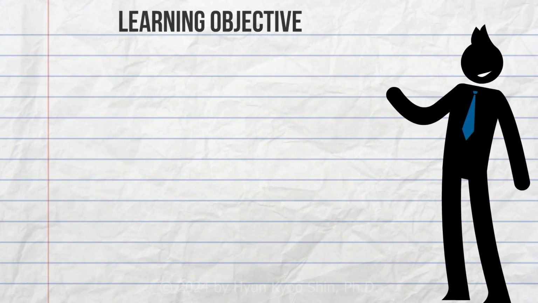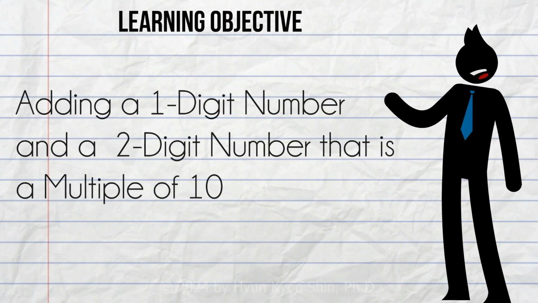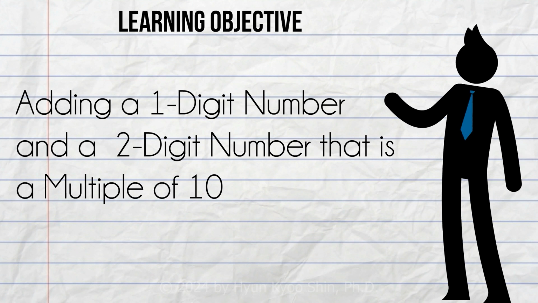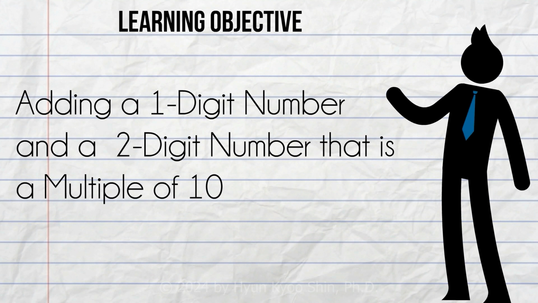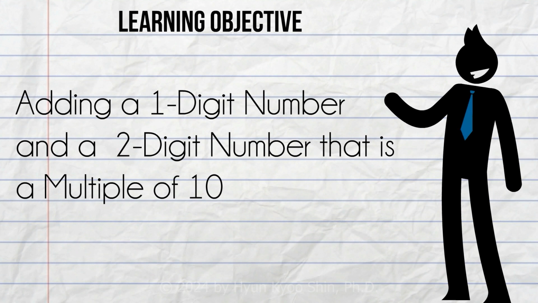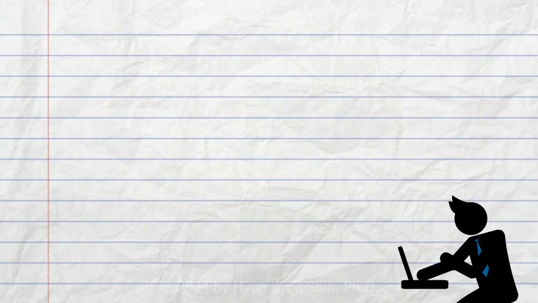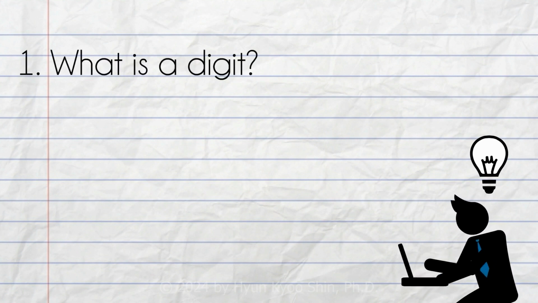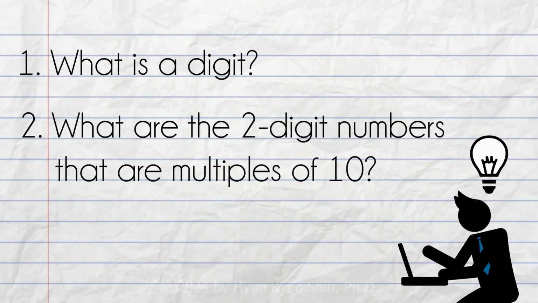Today, we're going to learn about a concept: adding a one-digit number and a two-digit number that is a multiple of 10. First, I have some questions for you. What is a digit? What are the two-digit numbers that are multiples of 10?